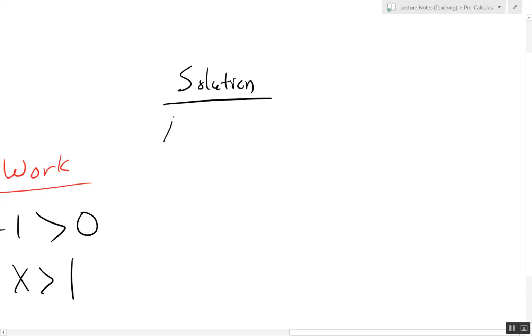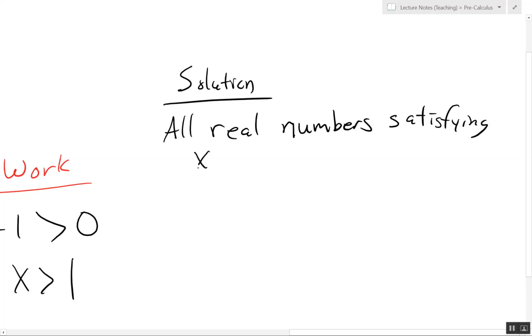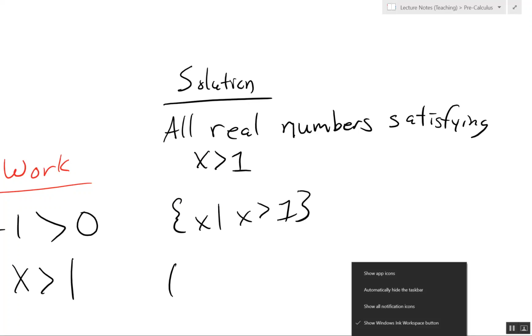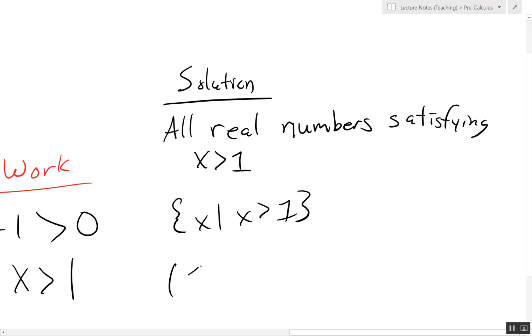So possible solutions we will get out of this are, in words, all real numbers satisfying the inequality x greater than 1. Again, you can use set builder notation, the set of x such that x is greater than 1, or you can also use interval notation and do 1 to infinity. There we go. And there you go. Everything you need to know about domains and radicals.